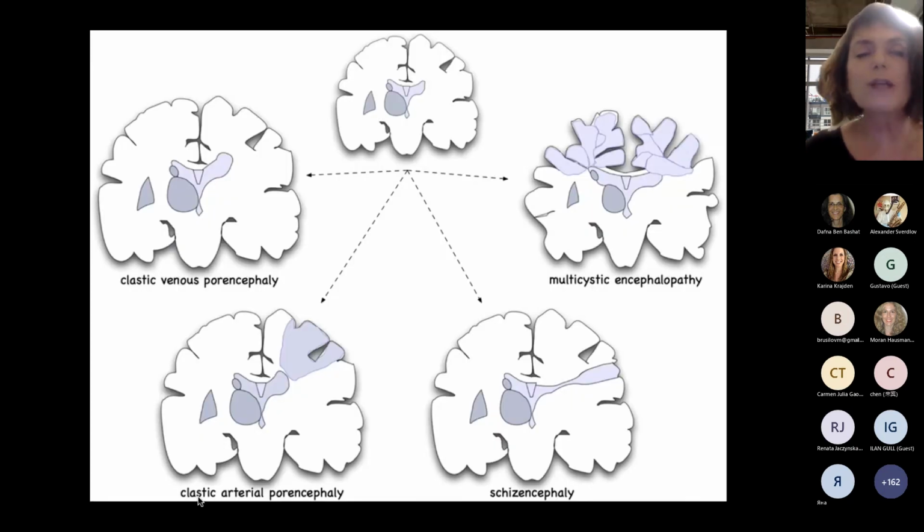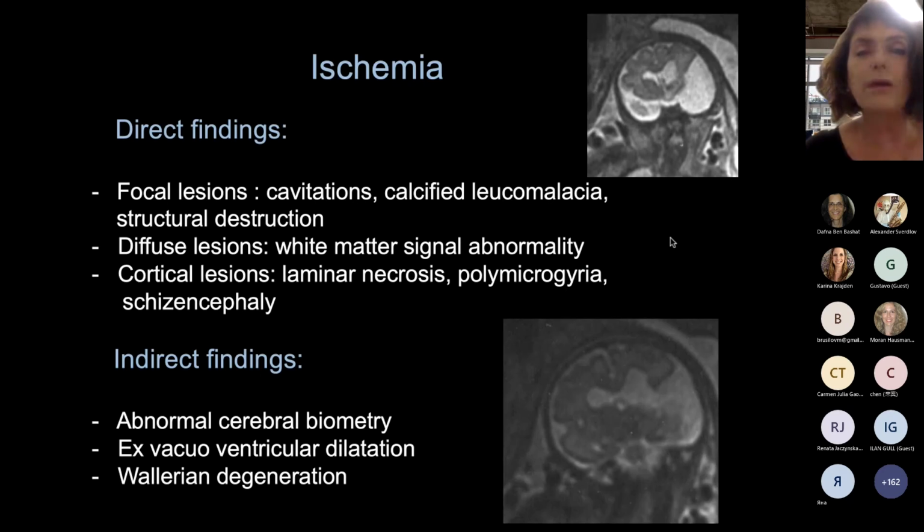So if we try to look at all of these abnormalities and classic injuries, we really have, at least for prognostic idea, we try to differentiate between what was previously called the classic venous porencephaly, with the dilatation of the frontal horn being the classical one, and the classic arterial porencephaly. Of course, in the early cases, we can see schizencephaly, and the multicystic encephalopathy are quite easy to identify no matter where we're looking at.